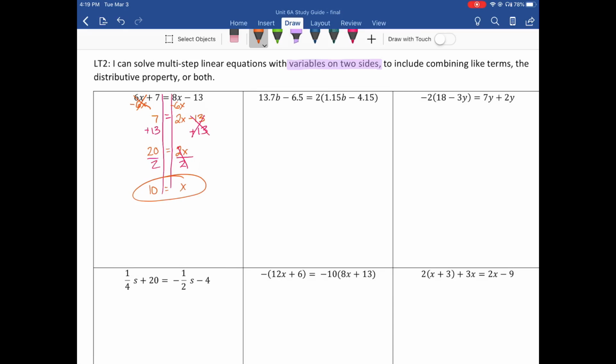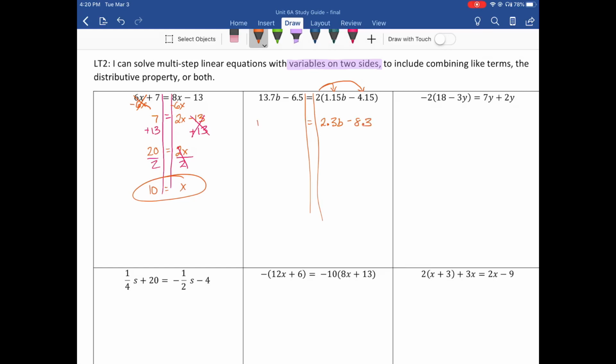Our second example is very similar to the first one. The only difference is we're back to having to use the distributive property. So we're going to distribute that 2 to everything inside of the parentheses. Anytime we have parentheses like this, we want to make sure that we're distributing to get rid of them. So 2 times 1.15b will be 2.3b. And 2 times 4.15 is going to be 8.3.